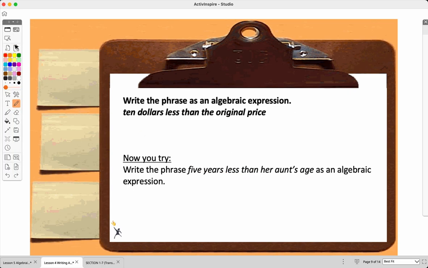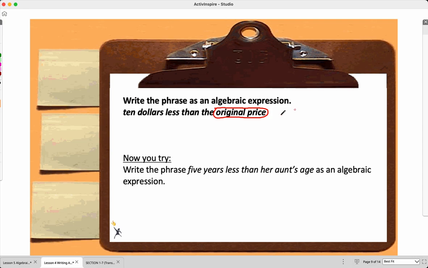All right, let's dig in and take a look at another style. This phrase, another algebraic expression, I've got $10 less than the original price. So here's what I need to find out. That's my unknown. I don't know what the original price is, so I'm going to say P equals the original price. Okay? So less than, there's my other turnaround phrase, so P minus 10. Take a second and figure out how I would write 5 less than her aunt's age as an algebraic expression.